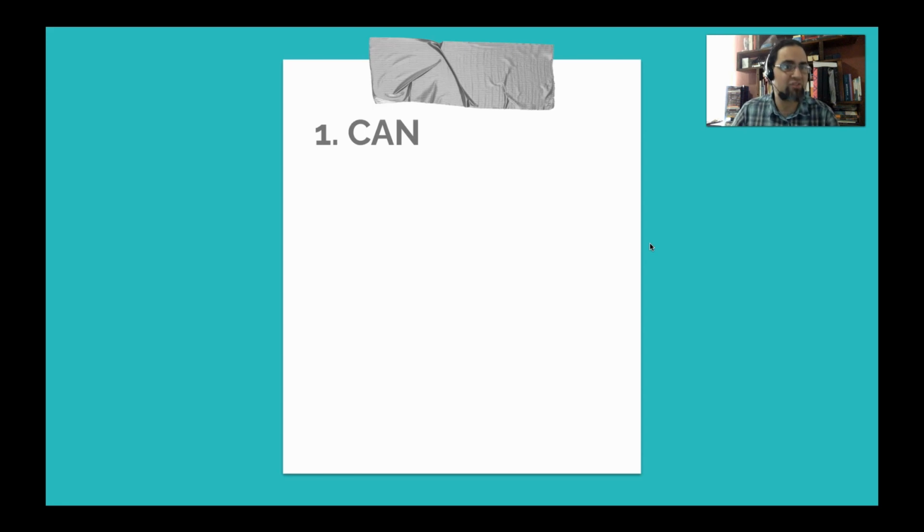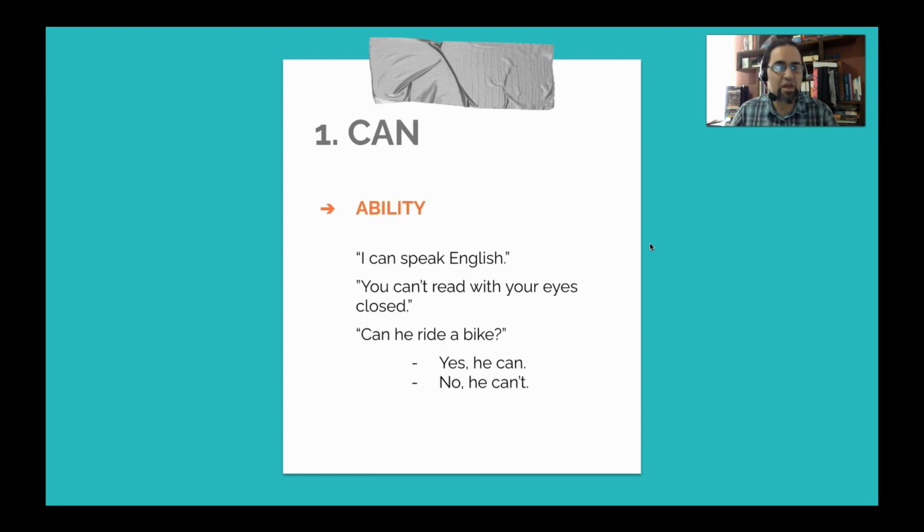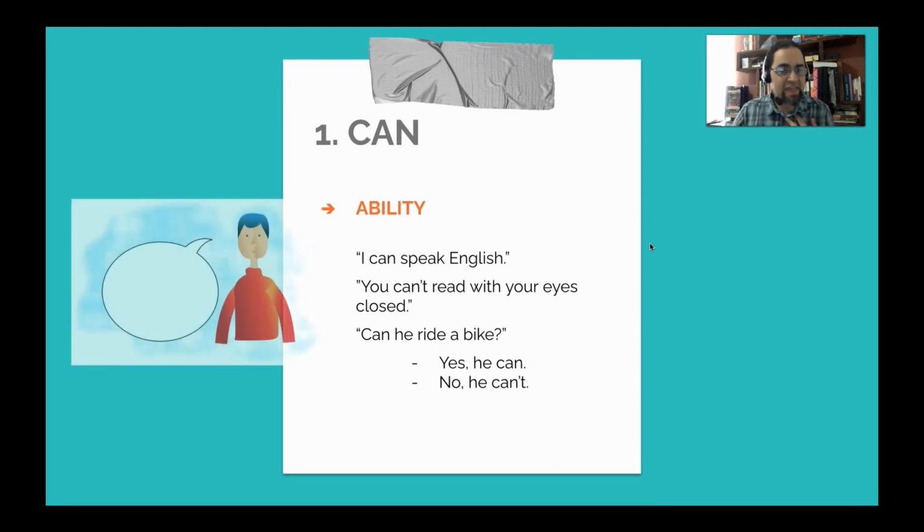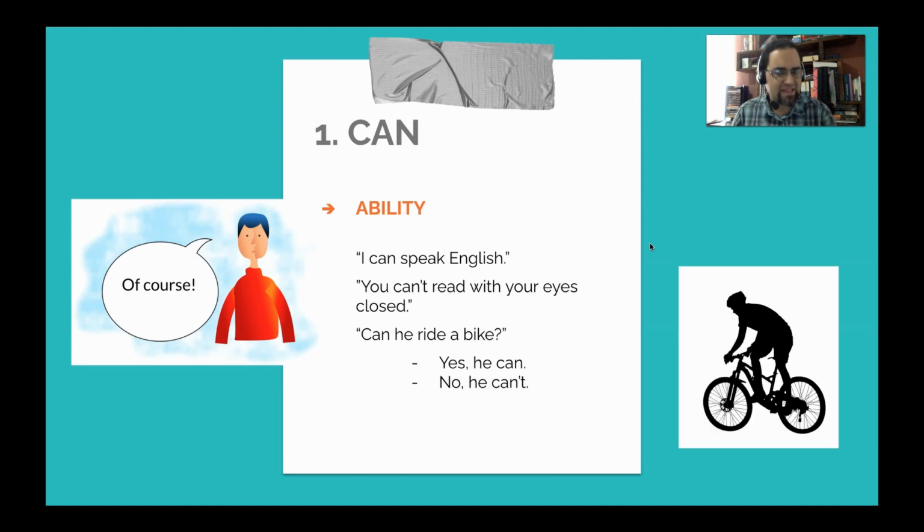Let's start with the modal verb can. As you know, this verb expresses ability. For example, you can say, I can speak English. Of course I can speak English. You can also say, you can't read with your eyes closed. No one can do that. You can't read with your eyes closed. Or you can ask the question, can he ride a bike? Yes, he can, or no, he can't. So affirmative, negative, interrogative, that's how you use the verb can when you want to talk about abilities.